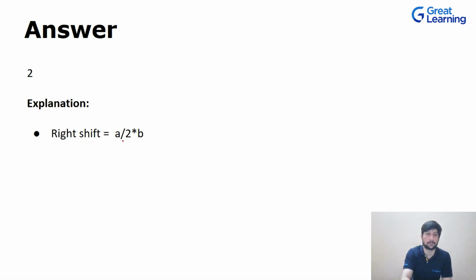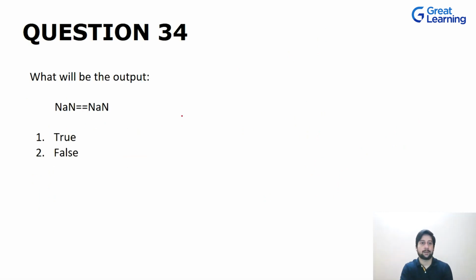So right shift, the value always decreases. Now let's talk about this question. What will be the output of NaN, that is not a number, is equal to not a number? So ideally it should give us the result as true, right?